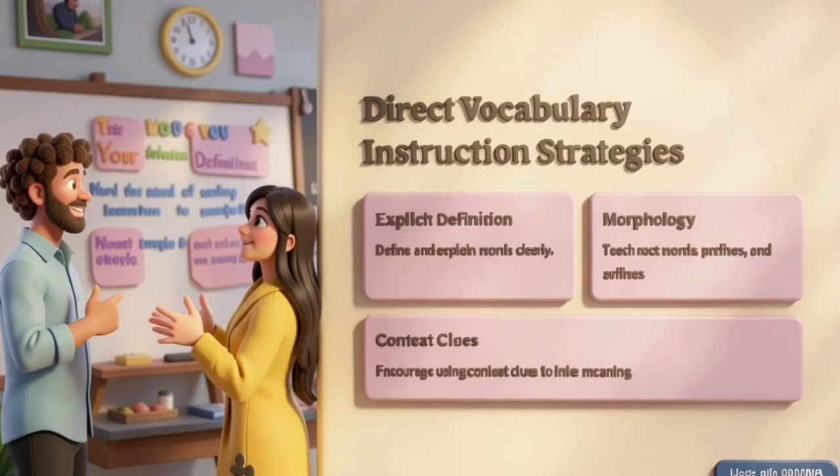Then we have context clues. So the third strategy is using context clues. Students learn to determine the meaning of unfamiliar words by examining the surrounding text. This encourages independent learning and improves reading comprehension.